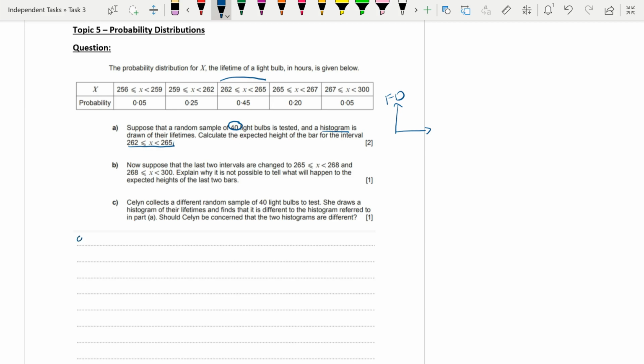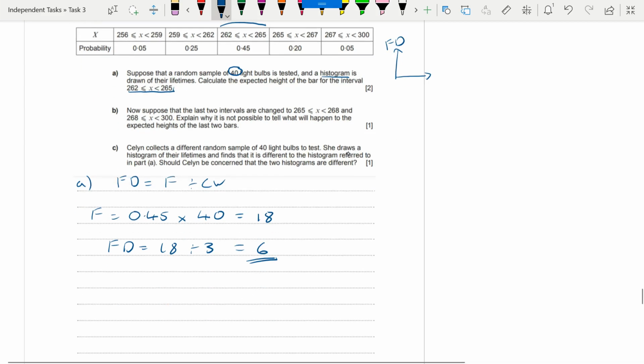If I'm planning ahead here, I know that frequency density is frequency divided by class width. Now I know what the class width is quite easily. That's going to be 3, but I don't know what the frequency is. But I can work it out by using my probability. There's a probability of 0.45, and there's 40 bulbs. So I can work out how many I would expect there to be. That's 18. So now my frequency density is 18 divided by my class width, which is 3, which gives me 6 as an answer. So a nice little link there between your distribution and your histogram stuff.